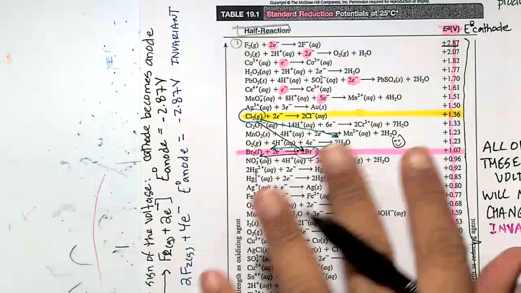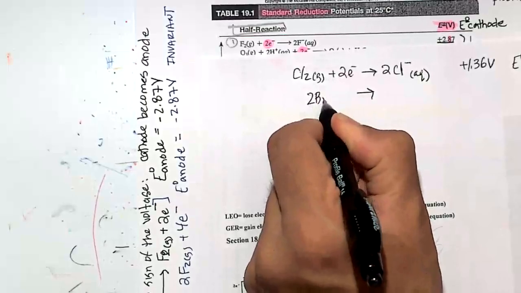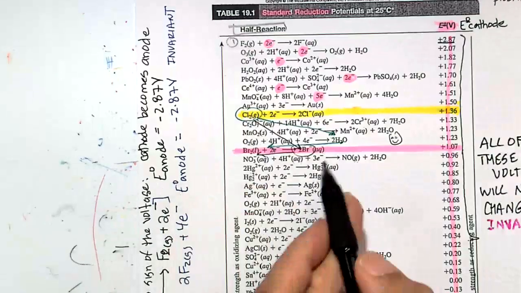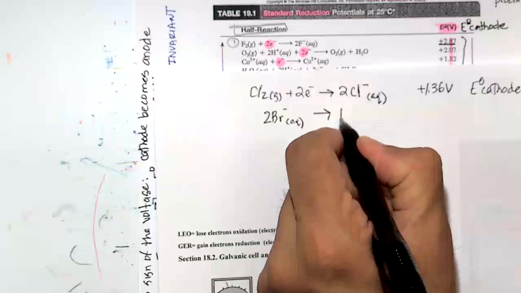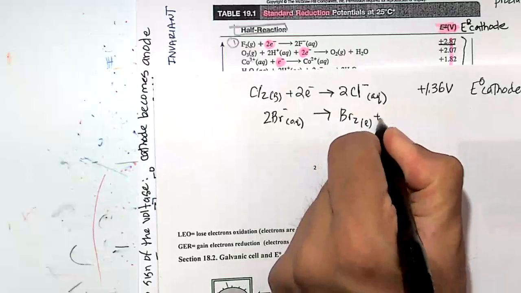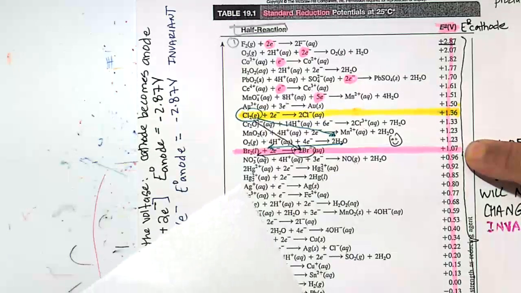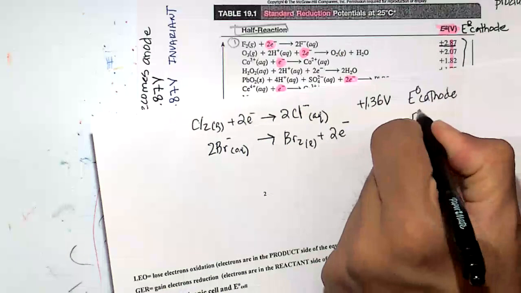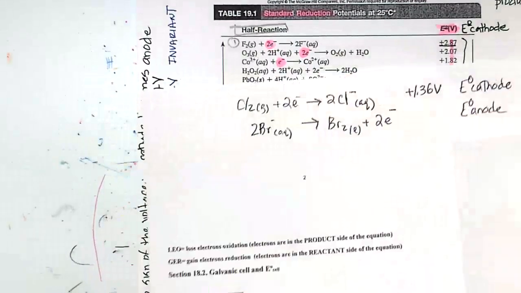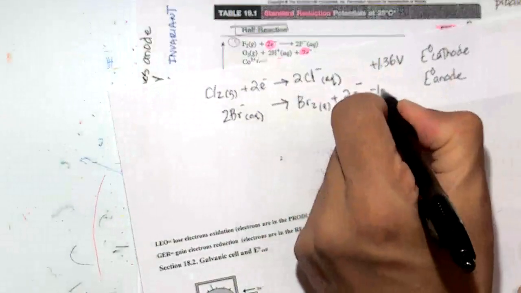I said it can flip it, so let's flip this into 2Br minus goes to Br2 liquid plus 2e minus. I flipped it, so if I flip it, what does it become? It becomes the anode. Remember, if you flip all of these, the cathode becomes the anode. And what is its voltage? Not positive 1.07, but what number? Negative 1.07.